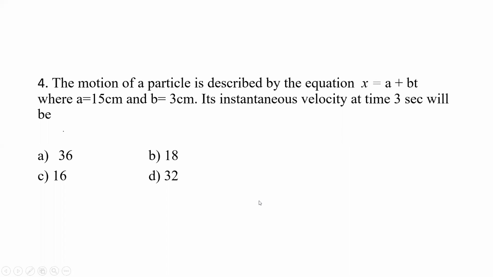Next question. The motion of a particle is described by the equation x is equal to a plus bt, where a is equal to 15 centimeter and b is equal to 3 centimeter. Its instantaneous velocity at time 3 second will be? So we need to calculate the instantaneous velocity. The equation is given as x is equal to a plus bt.